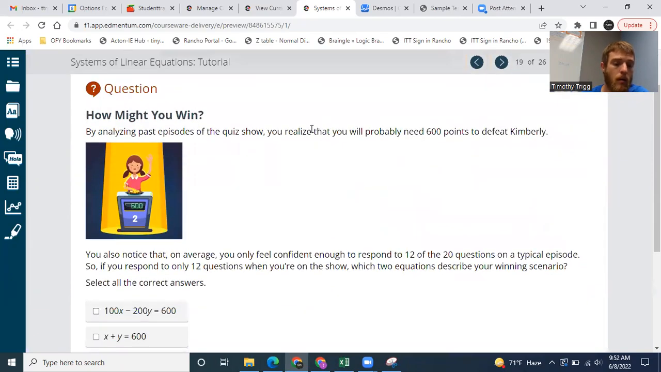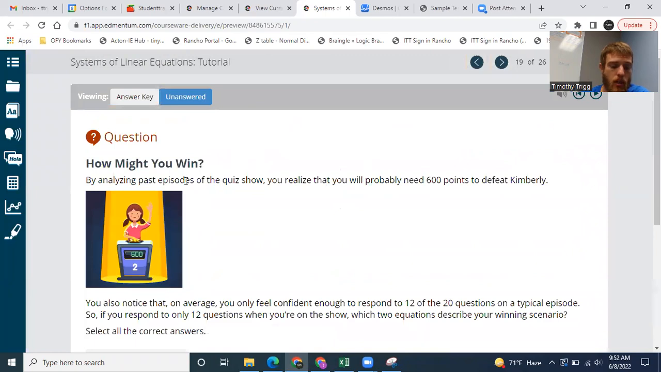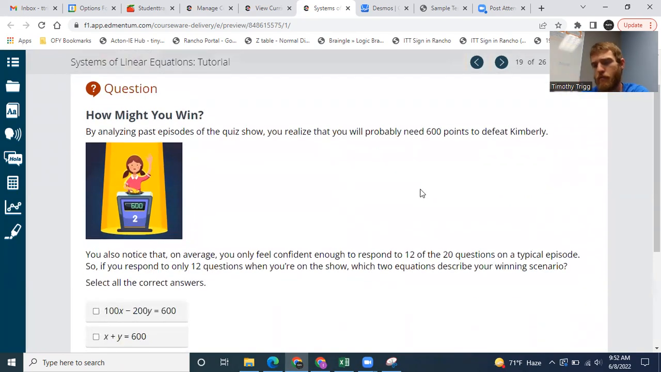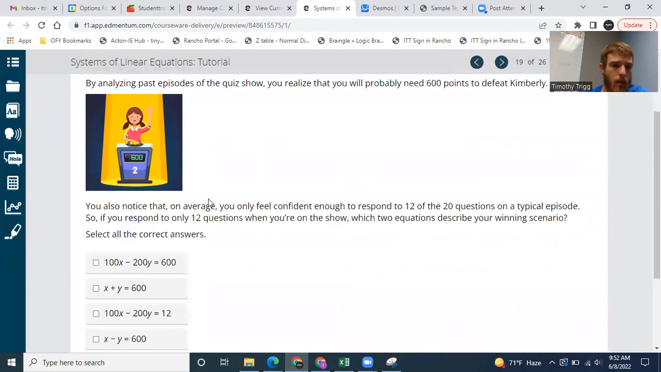Okay, so let's go ahead and look at this scenario here. By analyzing past episodes of the quiz show, I'm on page 19, by the way, of the tutorial, you realize that you probably need 600 points to defeat Kimberly, which makes sense because she scored 500. So if you get 600, you'll beat her. You also notice that on average, you only feel confident enough to respond to 12 of the 20 questions on a typical episode. So if you respond to only 12 questions, which two equations describe your winning scenario?